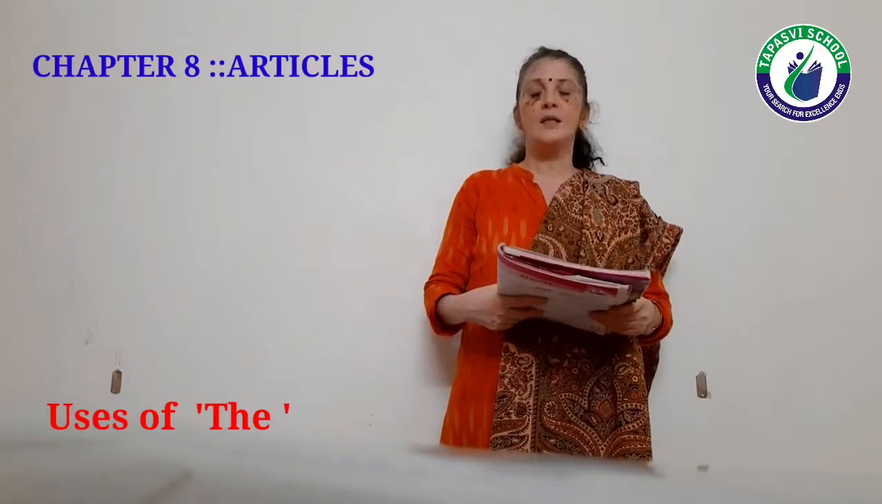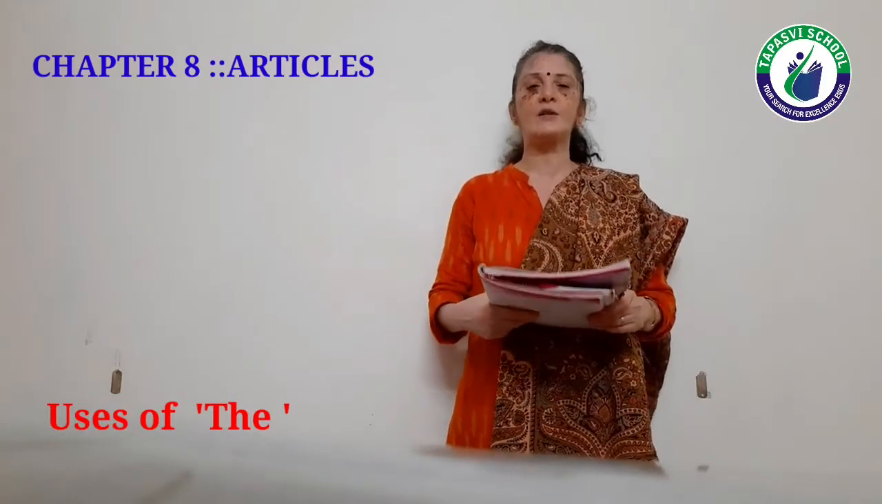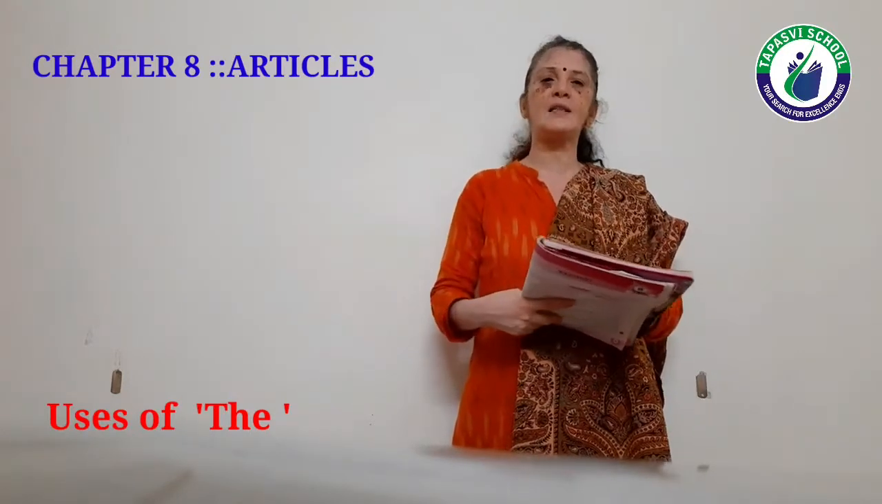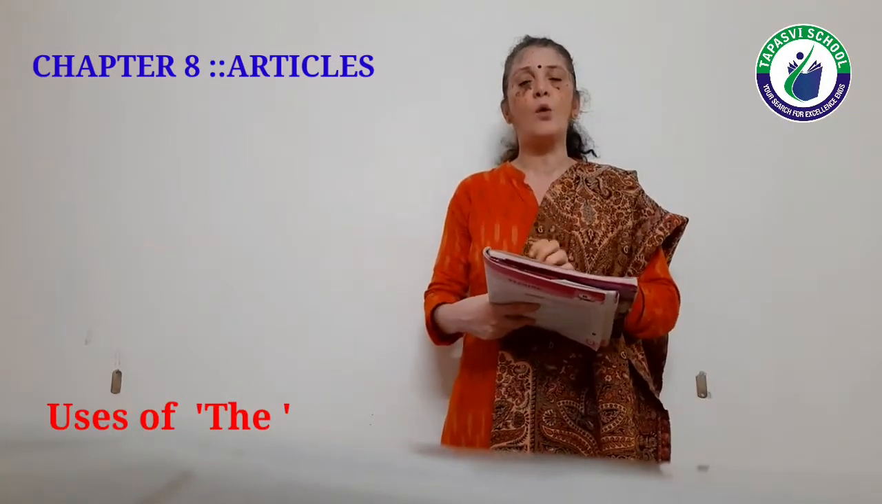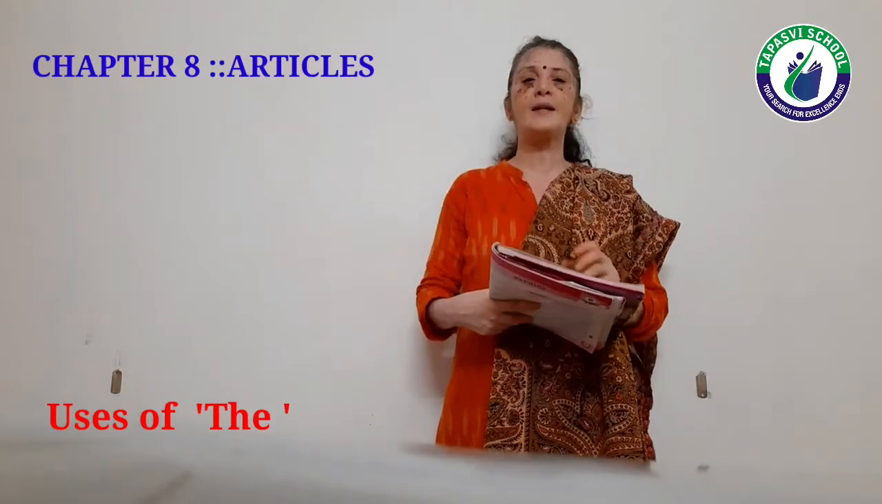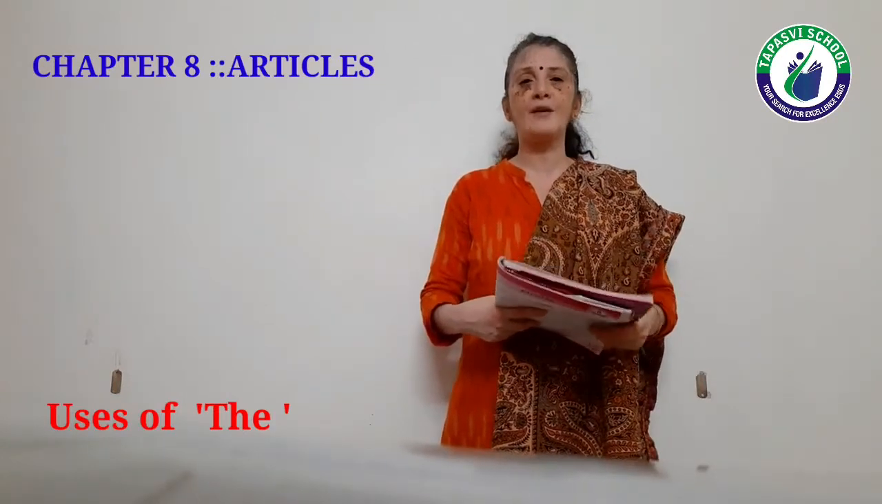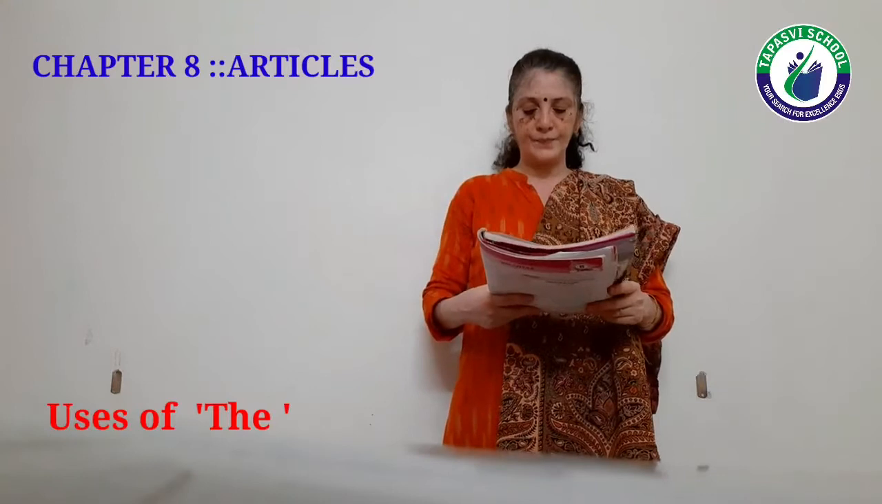For example, the tiger belongs to the cat family. See here tiger and cat are common noun. But here tiger and cat are used to represent the whole tiger family. And cat is used to refer whole cat family. So the is used. Right?